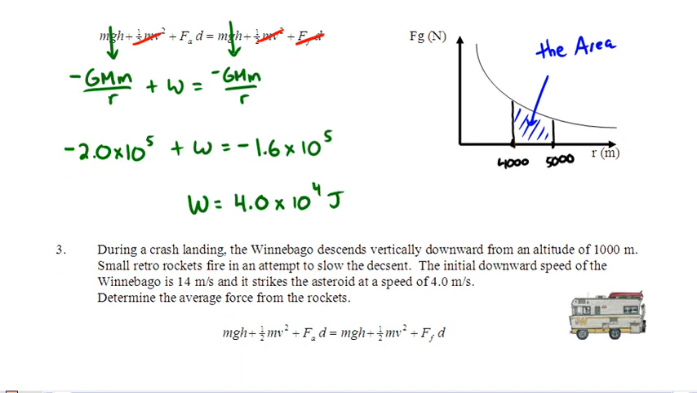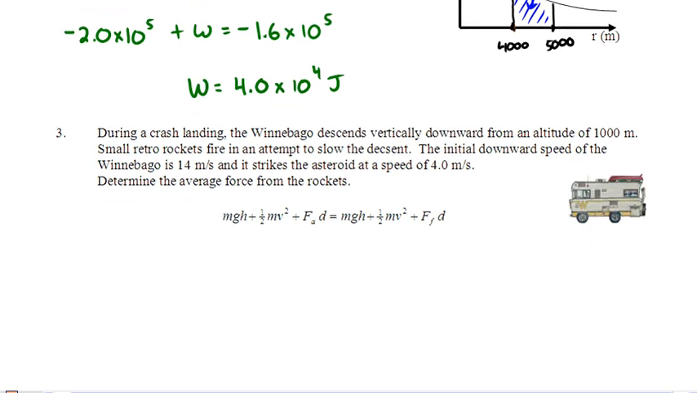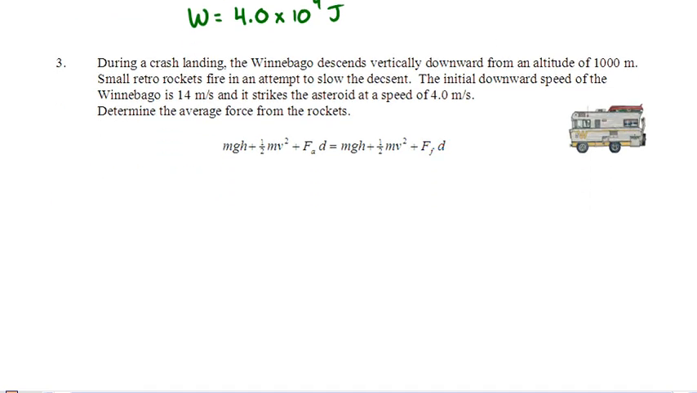Okay, this one's just kind of getting silly, trying to get as much stuff into one story as we can. During a crash landing, the Winnebago descends vertically downward from an altitude of 1,000 meters. Okay, altitude, right? So that's that height above the surface. Some small retro rockets fire in an attempt to slow the descent.